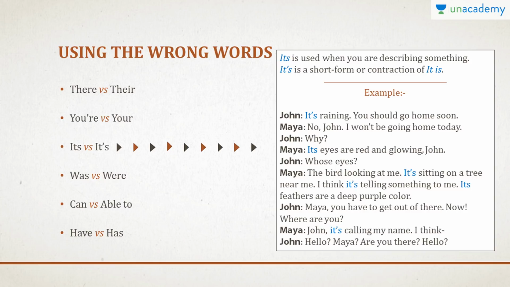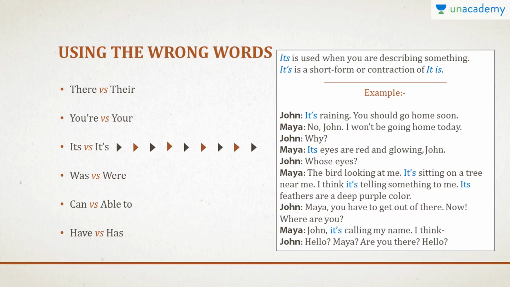So here you can see that John is using a contraction and he actually means it is raining. And when Maya says its eyes are red and glowing, she's describing someone or something, probably a vampire. And then she says it's sitting on a tree, where she is describing what the bird is doing. It is sitting on a tree.